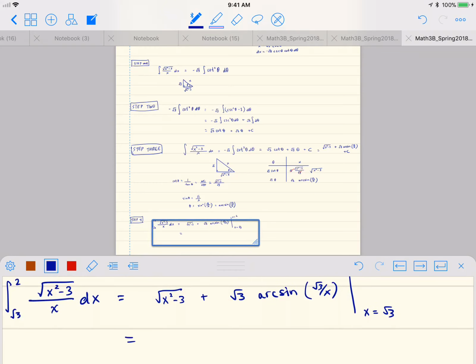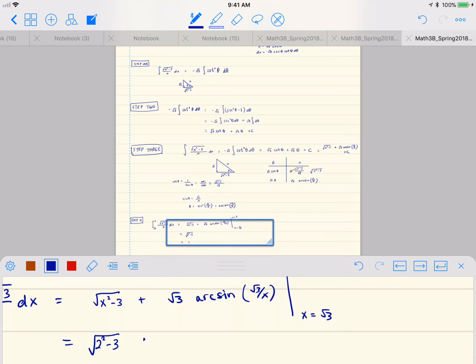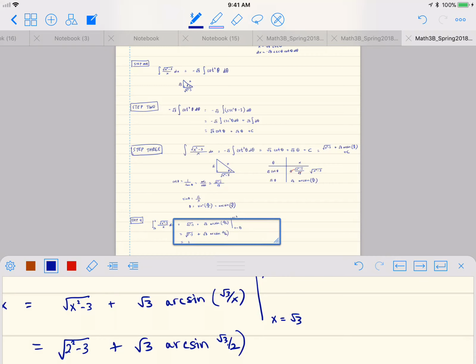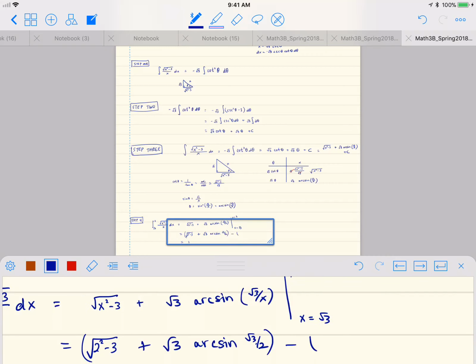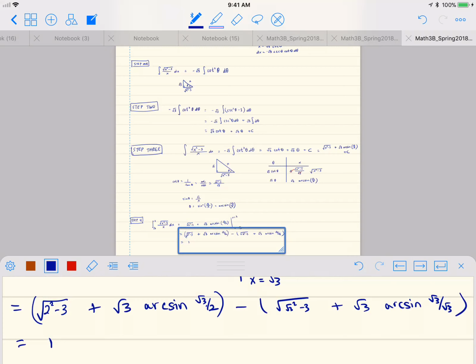So if we plug in x equals 2, we're going to get the square root of 1, which is just going to be 1, plus root 3 arc sine root 3 over 2, minus, now we plug in root 3. So the square root of root 3 squared minus 3, that's just going to be 0, plus root 3 arc sine root 3 divided by root 3, that's just going to be arc sine of 1. So now we need to know what is arc sine of root 3 over 2.